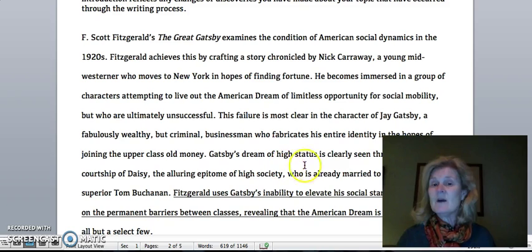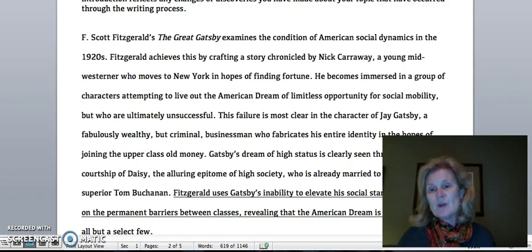Gatsby's dream of high status is clearly seen through his courtship of Daisy, the alluring epitome of high society, who is already married to the dauntingly superior Tom Buchanan. Fitzgerald uses Gatsby's inability to elevate his social standing to comment on the permanent barriers between classes, revealing that the American dream is unattainable for all but a select few.